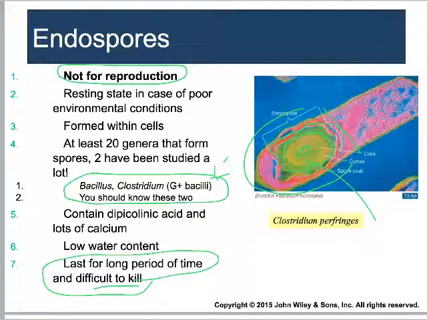The other thing is they are really hard to kill if they're someplace where you don't want them to be. It's hard to autoclave them. It's hard to bleach them. They contain dipicolinic acid, and they also contain lots of calcium. For some reason, that helps them survive. They don't have much water in them, so that's helpful too. One organism, Bacillus anthracis.